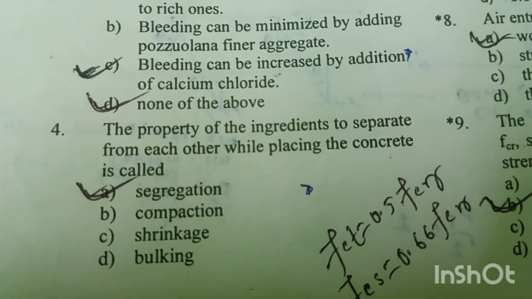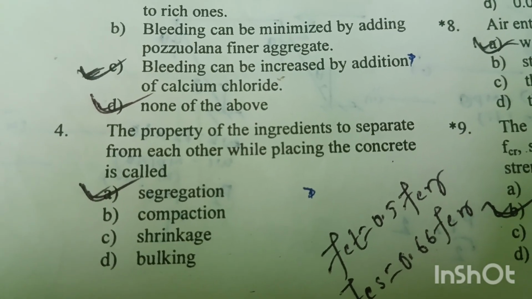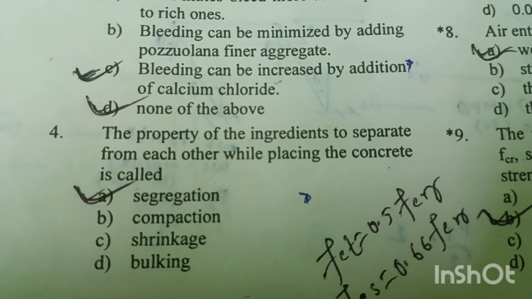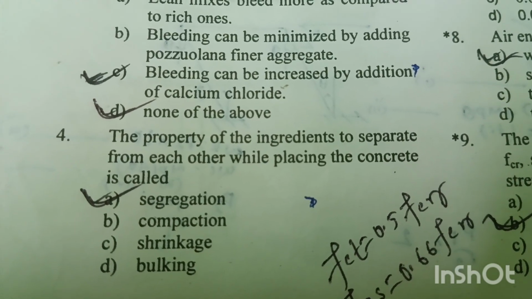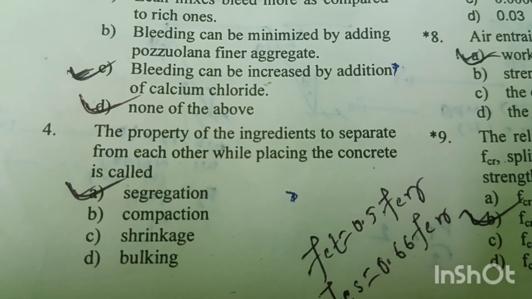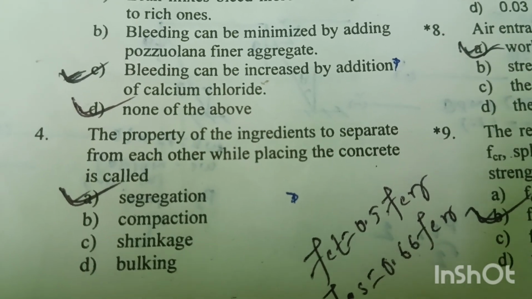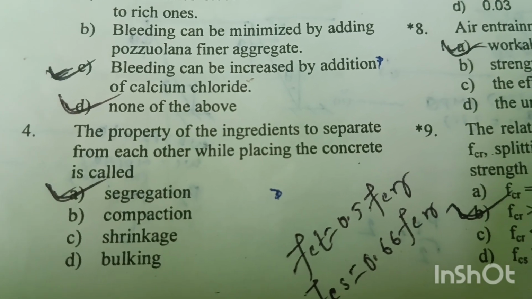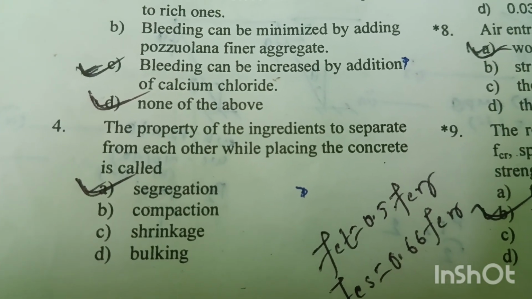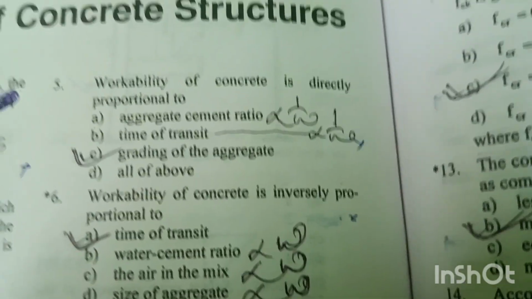Compaction is the process of reducing the air voids from the concrete. Shrinkage is the contraction of the volume of concrete due to some chemical reaction in the cement content. And bulking is the bulging of volume which is found in sand, due to the increase in moisture content.